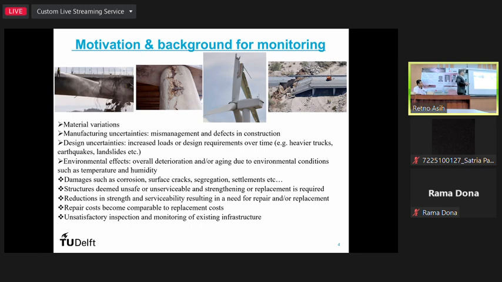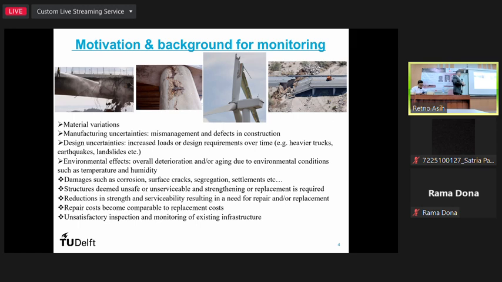About material health monitoring or structural health monitoring, there is a variation of materials, and different techniques are used for manufacturing. There are lots of defects during construction and production. Then there are design uncertainties; not always are those that you design going to be as perfect as you think. Then there are environmental conditions such as temperature, humidity, corrosion level, and other parameters affecting the structures, and damage such as corrosion, cracks, segregation, settlement, and many others can happen during the lifetime of the structure.